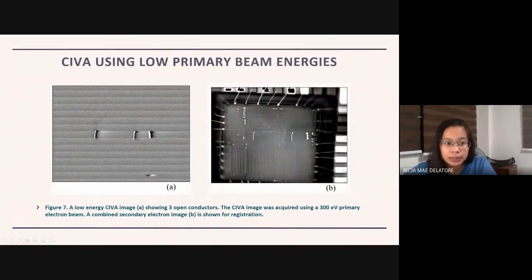So as we can see in this figure, the low energy SIVA images of an open conductor, these three. And also, these images required using a 300 electron volt primary electron beam energy.